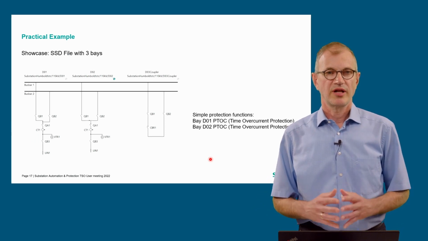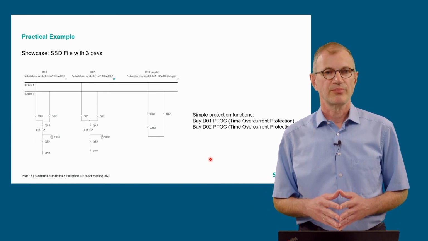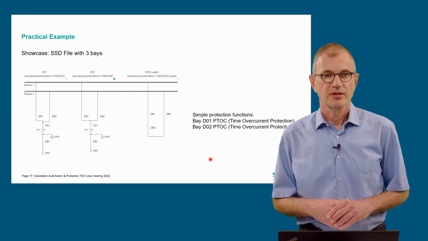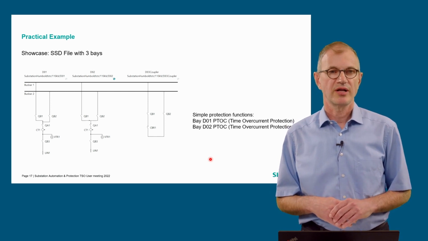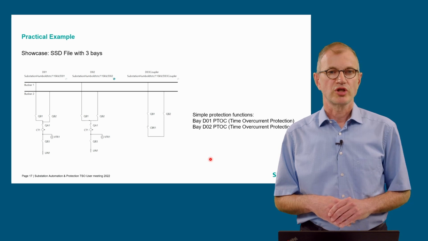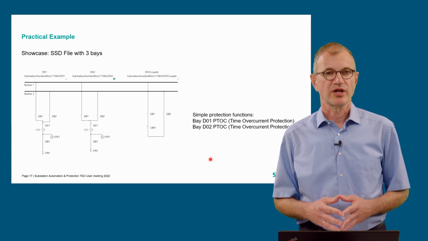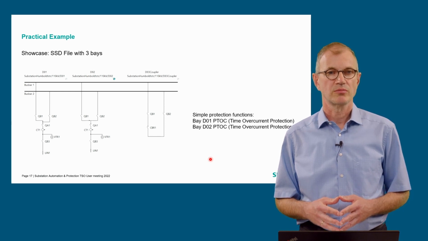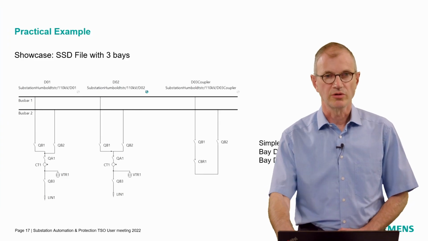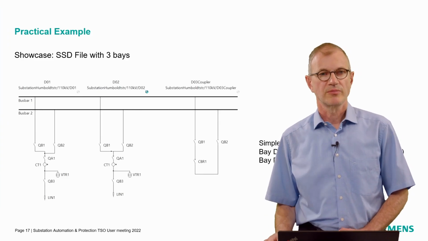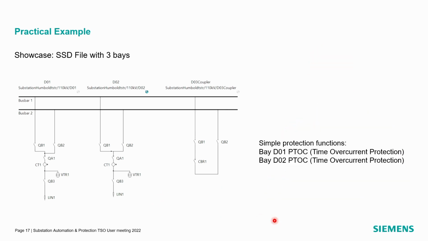Let's have a more detailed look here at our practical example. As I said, I start with an SSD file with 3 bays, which I have prepared. There are simple protection functions. 2 bays use time overcurrent protection, and the coupler is just a bay control functionality. This I have put together in the Helix tool. It's quite simple and exported as an SSD file.